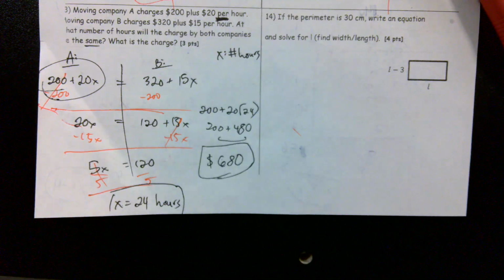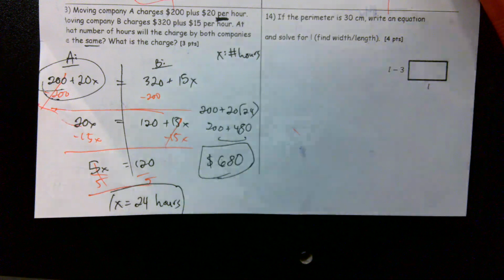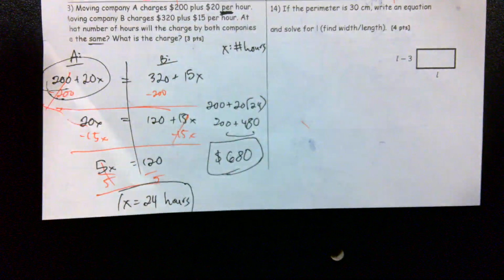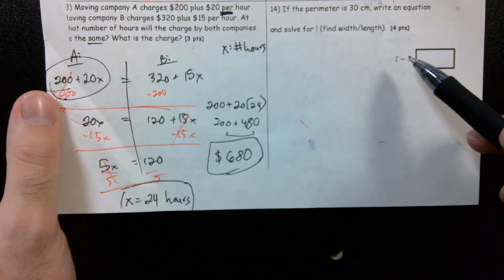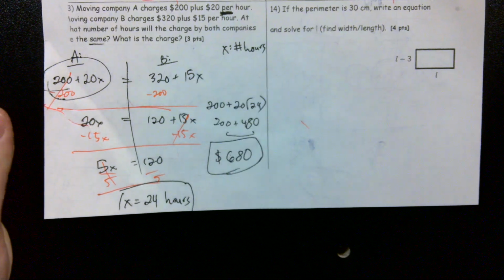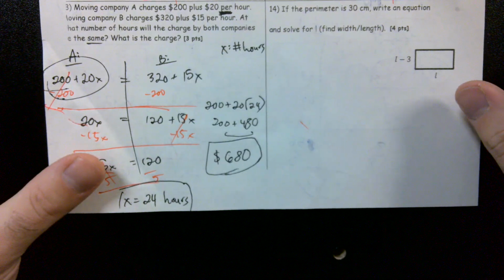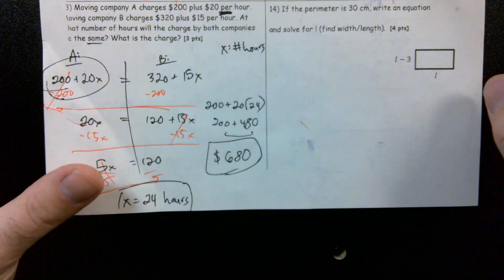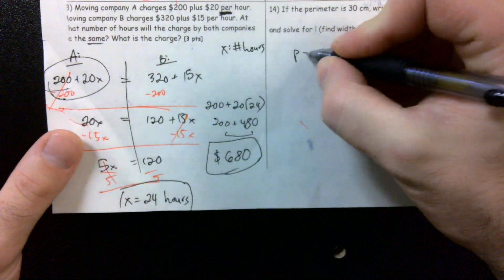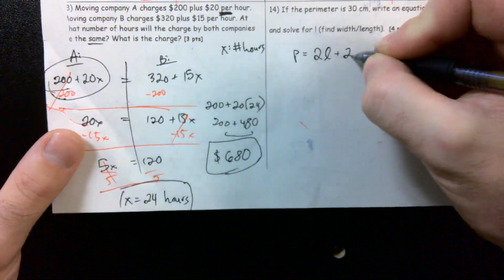Last but not least, our good old perimeter problem that I told you would be on the test. So here's my length. I'll call it L. My width is L minus 3. If the perimeter is 30, write an equation and solve for L. Well, what's the equation for perimeter? P equals 2L plus 2W.